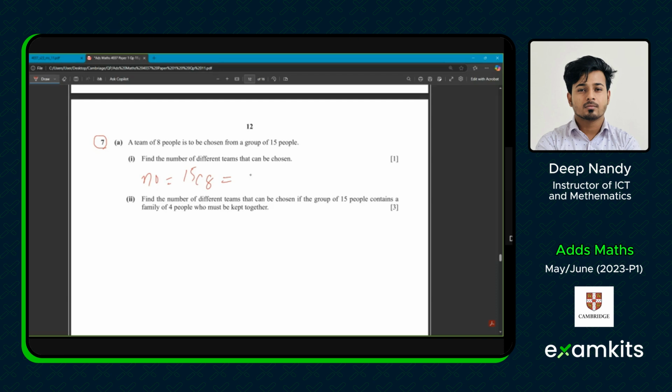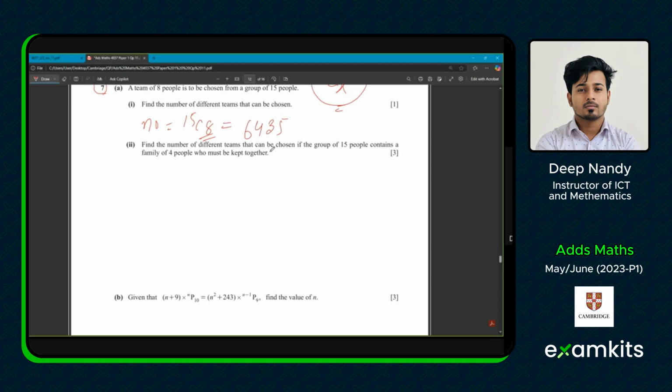It's 6435. We're doing this from the binomial expansion theorem in nCx form. We know the terms of 8 people will be 8 in each term, and n equals the number in the group. So if we do this, we're going to get the answer.